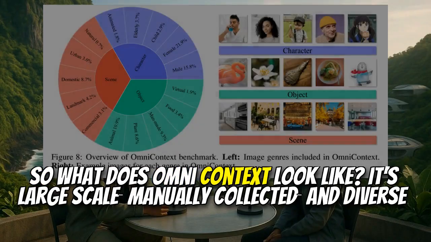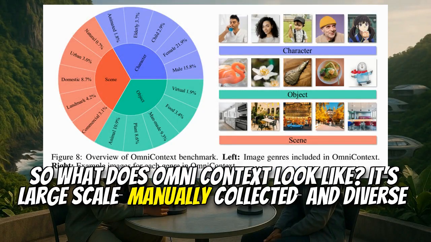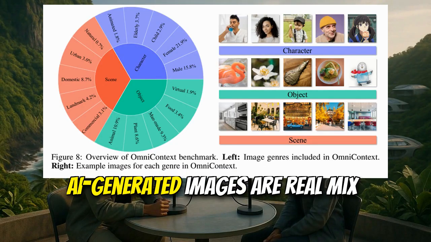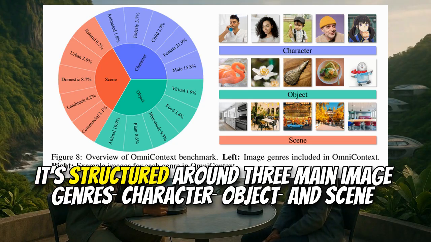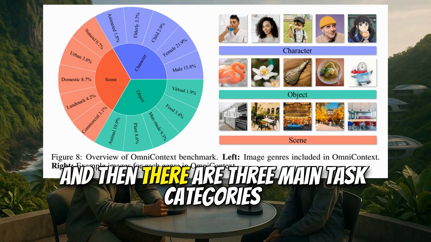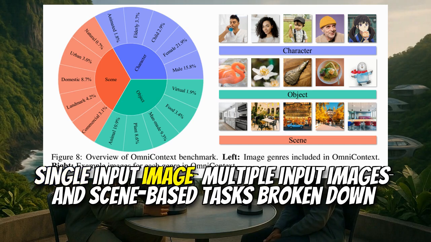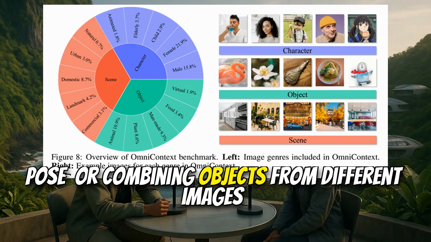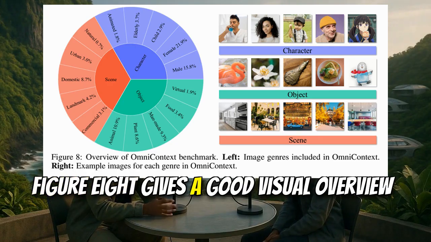So what does Omni Context look like? It's large-scale, manually collected, and diverse. It includes personal photos, open-source images, animation stills, even other AI-generated images, a real mix. It's structured around 3 main image genres: character, object, and scene. Okay, so different types of subjects. Right. And then there are three main task categories: single input image, multiple input images, and scene-based tasks, broken down further into 8 specific subtasks, like generating a known character in a new pose or combining objects from different images. Figure 8 gives a good visual overview.